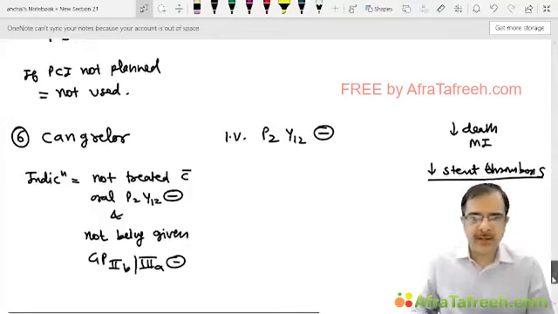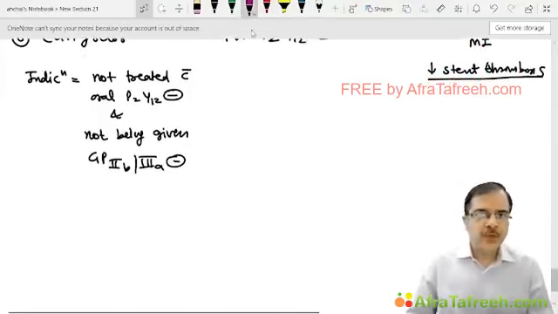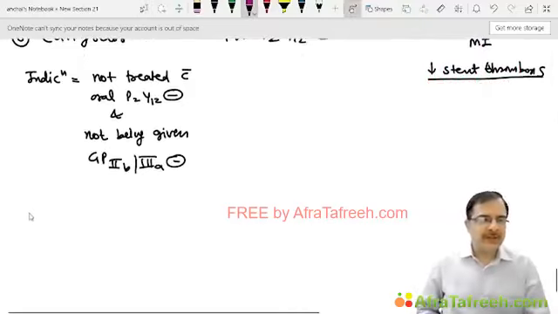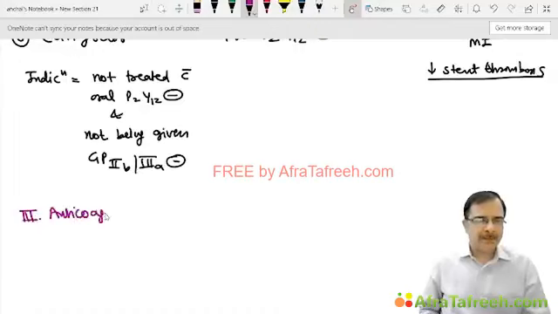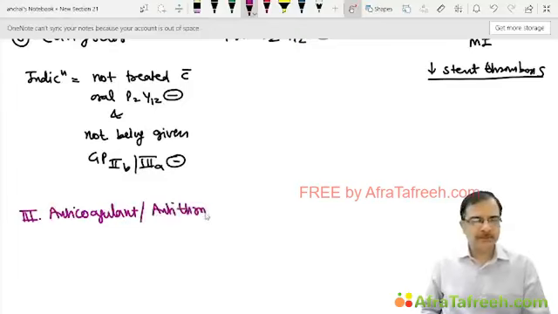Now coming to the third treatment option as a group, and that is number three, anticoagulants or antithrombotics.